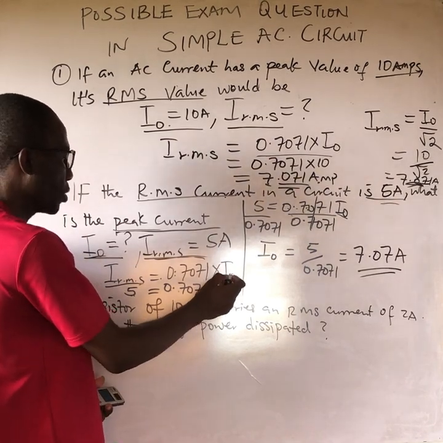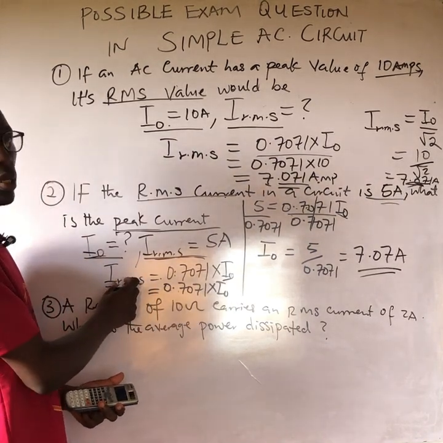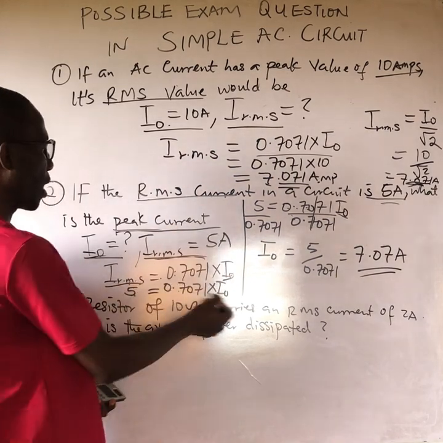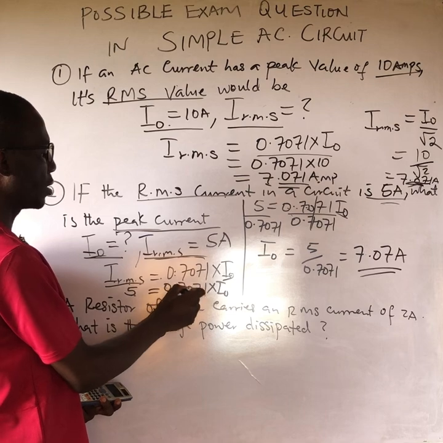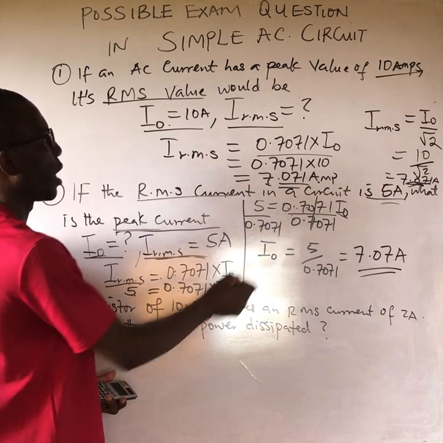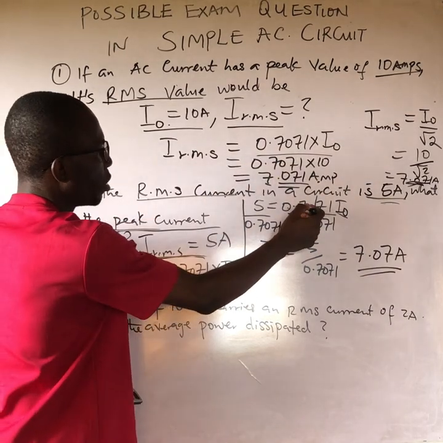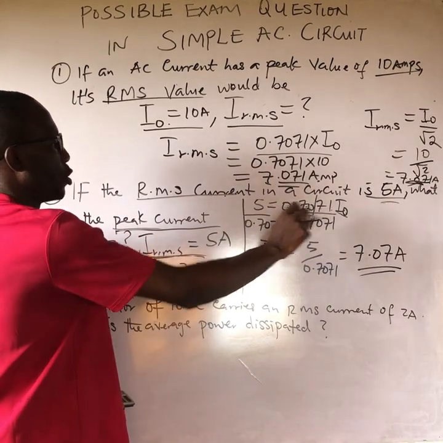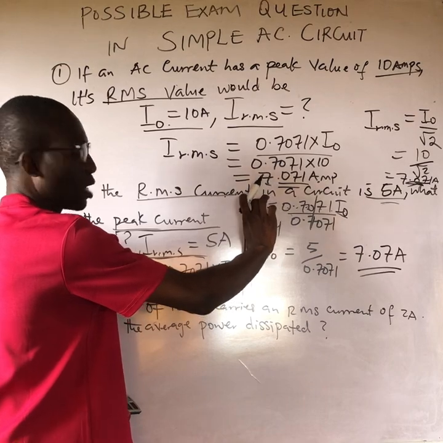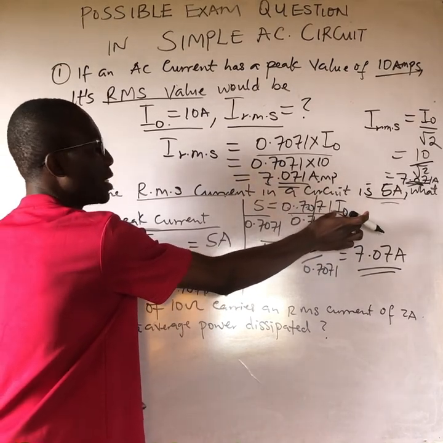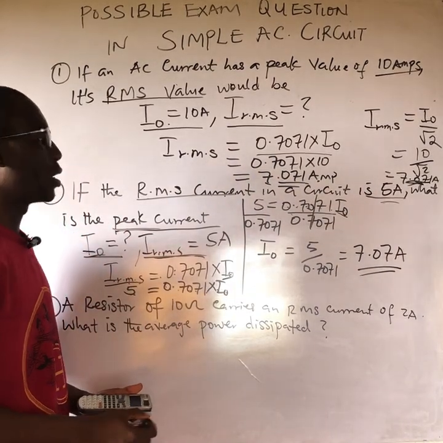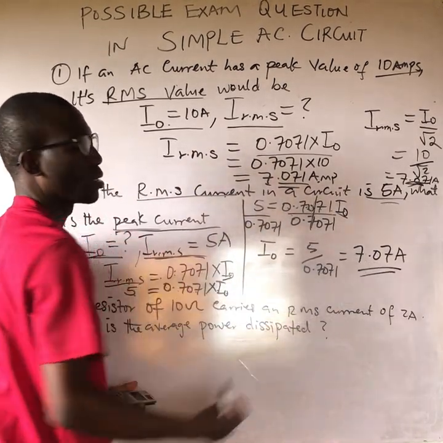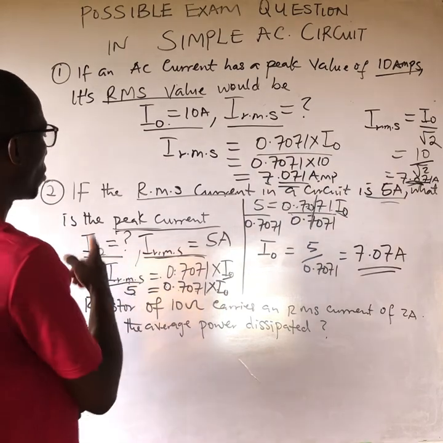Now I'm asked to find the peak current, and I'm given the root mean square current, which is 5. The peak current is what I'm to find. Then I'll have 0.7071 times this I naught, and this is the 5. Then you divide both sides with this. Why? Because we're looking for I naught, which is the peak current. If you divide through with this, you get the solution to number 2.